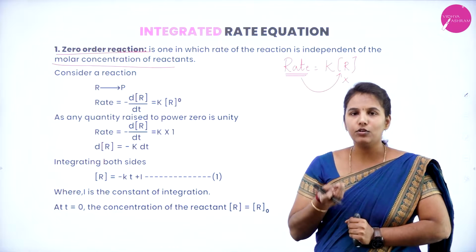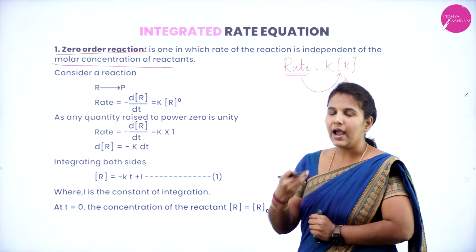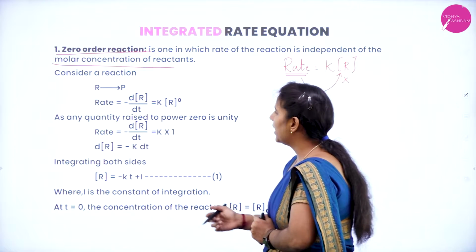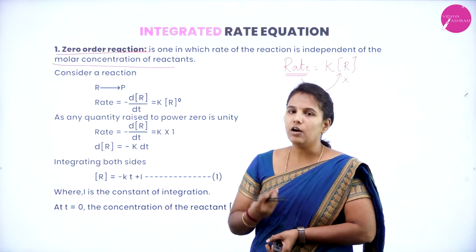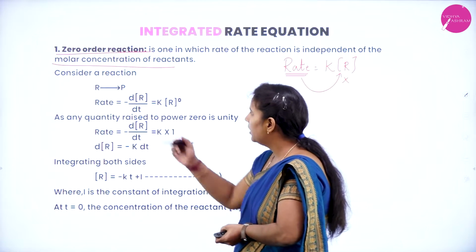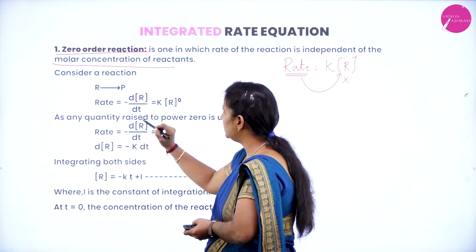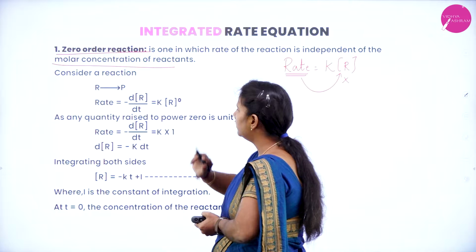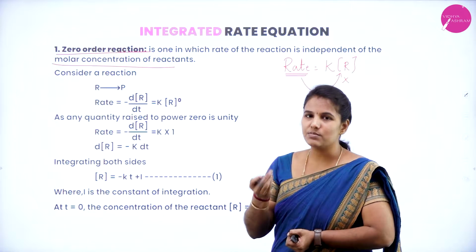For this, how to derive the integrated rate equation? Let us understand first. I will consider the reaction where the reactant is giving rise to the product. For that, how to write the differential rate equation? Let's see now. Rate is equal to minus dR divided by dt is equal to k into the molar concentration of the R naught. Why is it minus?